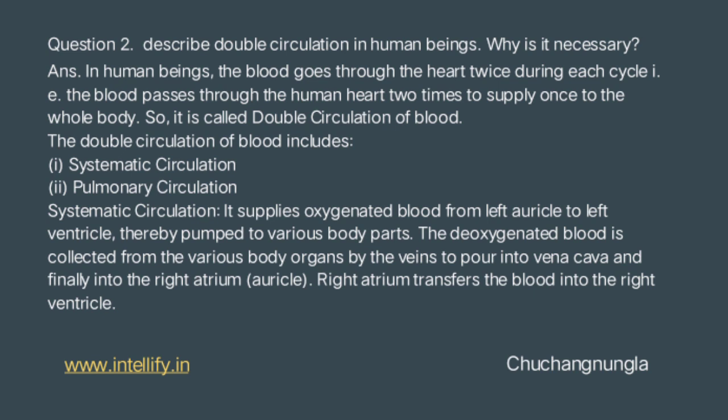So, moving to question number 2, describe double circulation in human beings. Why is it necessary? The human circulatory system has 3 types of components, that is blood vessels, blood, and the heart. It is called a double circulatory system because blood passes through the heart twice per circuit.